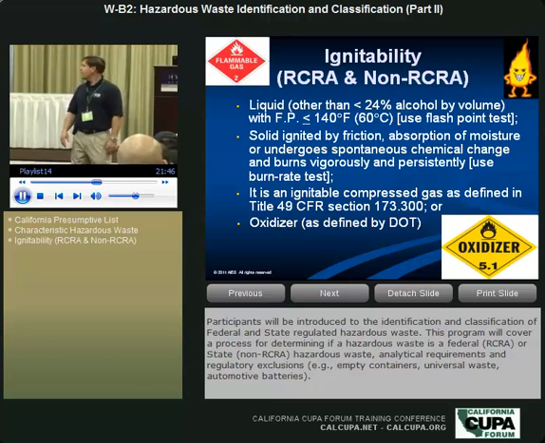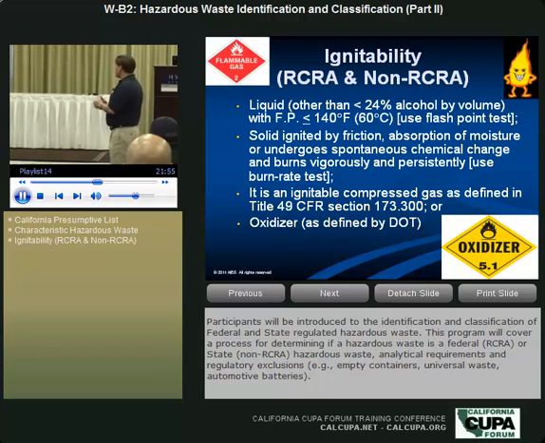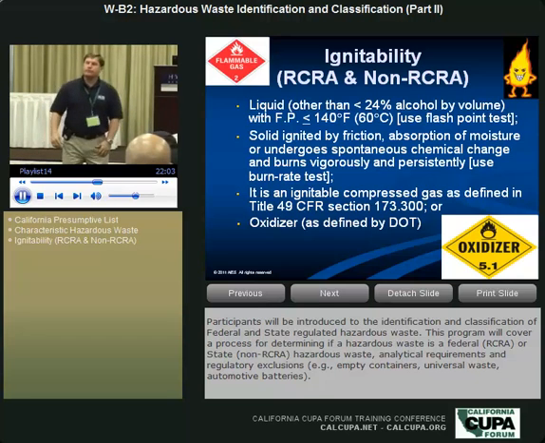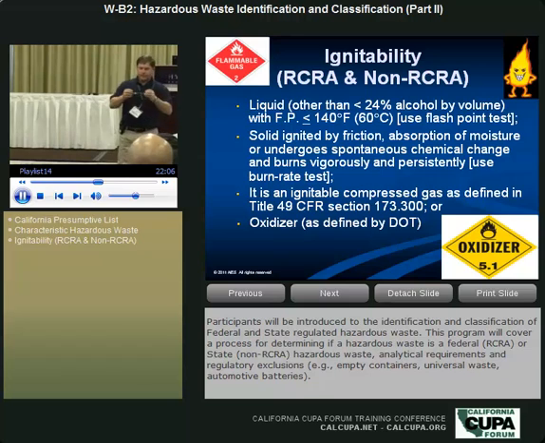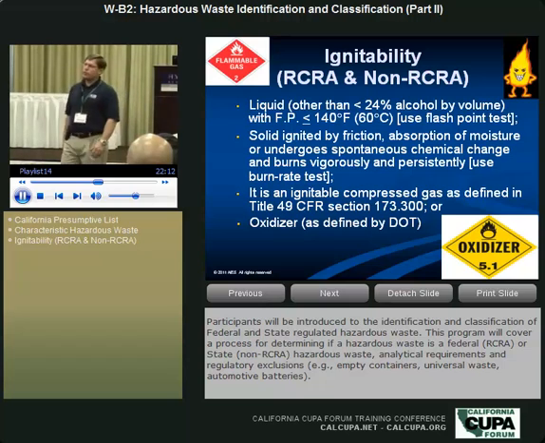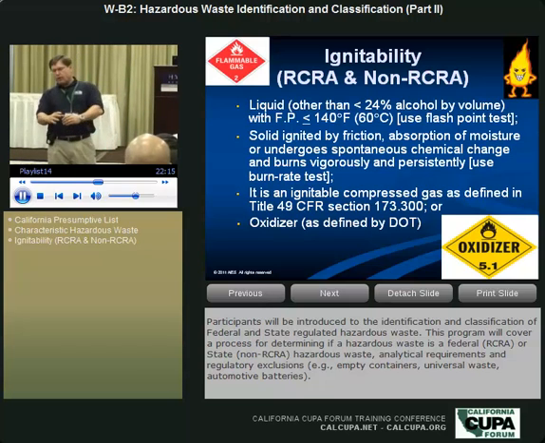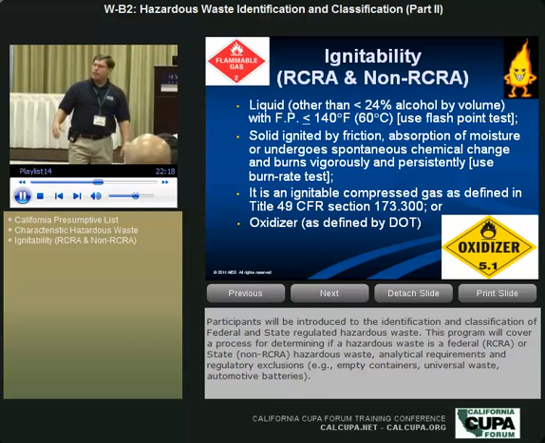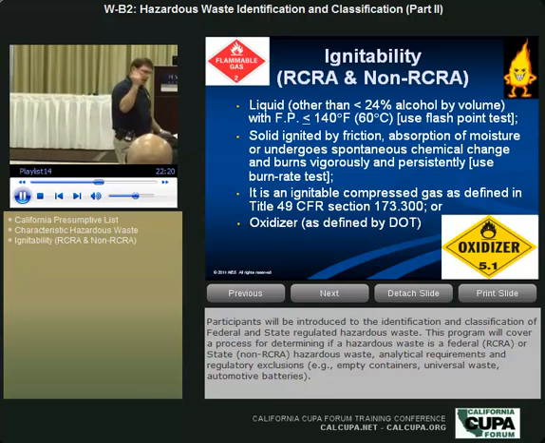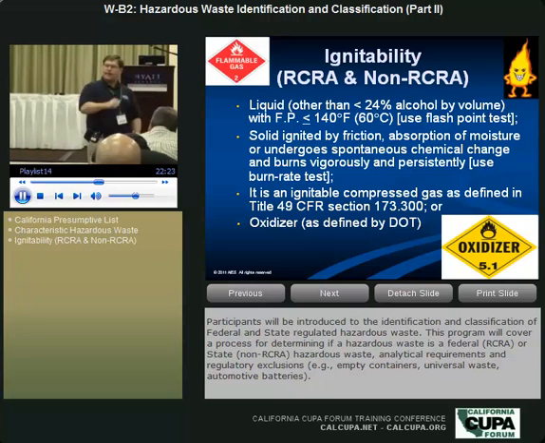Or, ready? It's a solid. And if it's ignited by friction, absorption of moisture, or undergoes spontaneous chemical change and burns vigorously and persistently, that's also ignitable waste. So, friction, red phosphorus. Red phosphorus, flammable solid. It's used with an amalgam on a striking plate of matches and flares at about 40 to 60%. And you take an object across the striking plate, it ignites. So red phosphorus is a solid, it's ignitable.